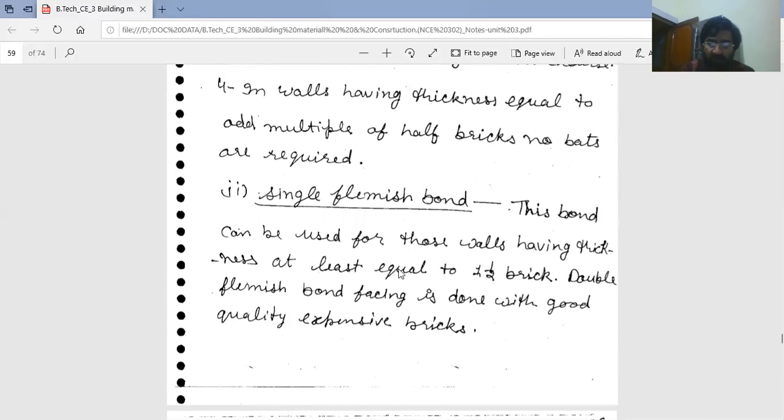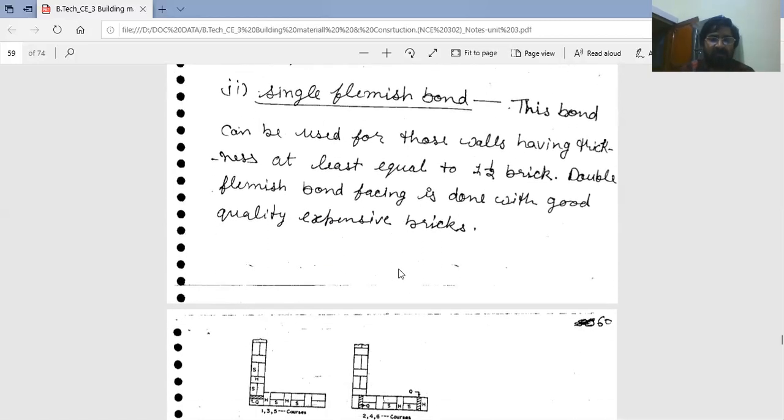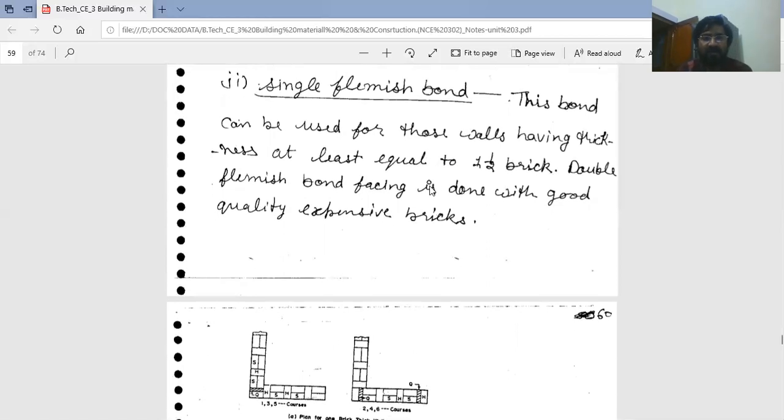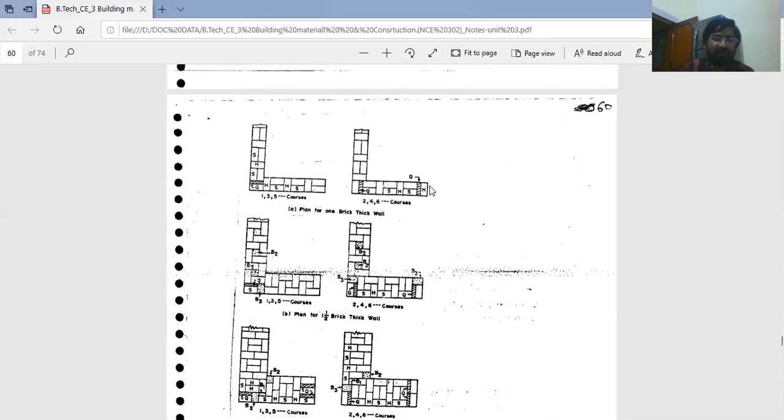Single Flemish bond is the combination of English bond and Flemish bond. On the face of the wall there is Flemish bond, and on the back of the wall is English bond. So appearance and strength both are there.